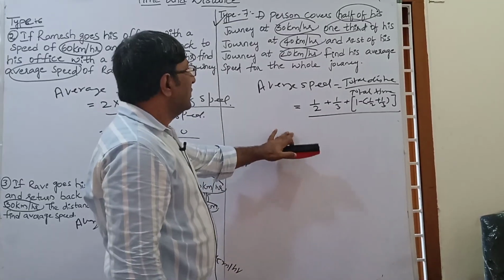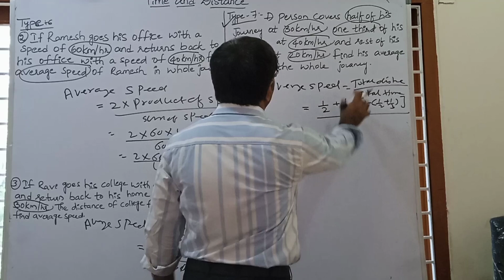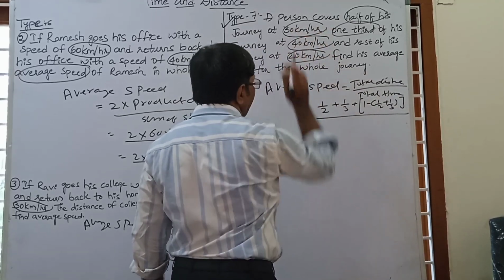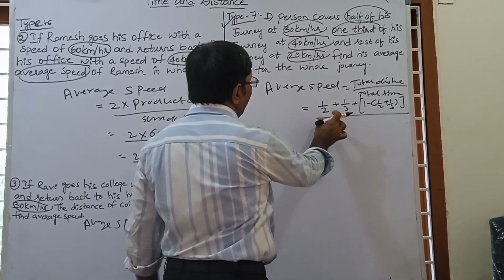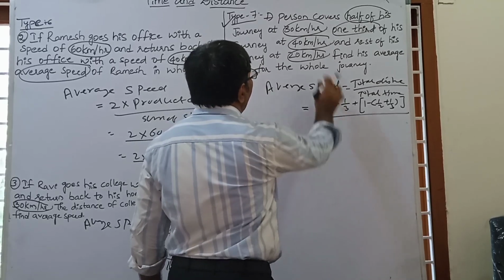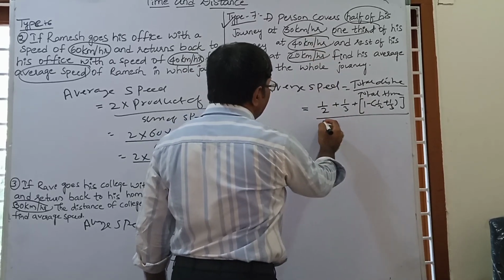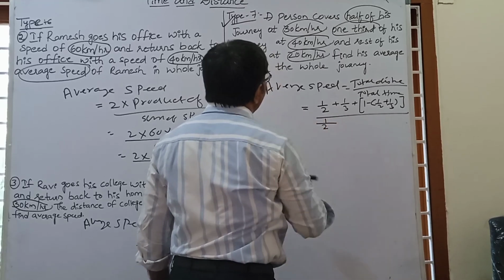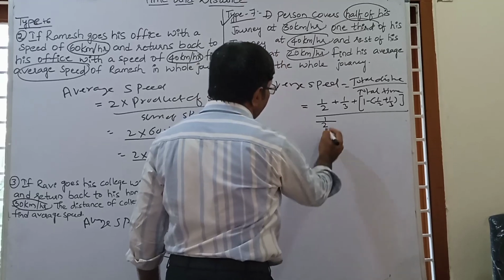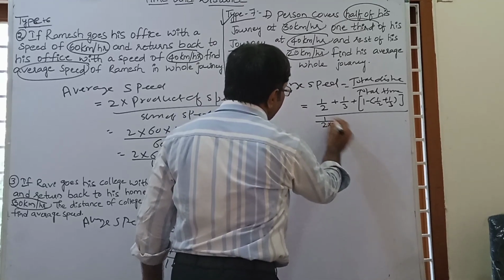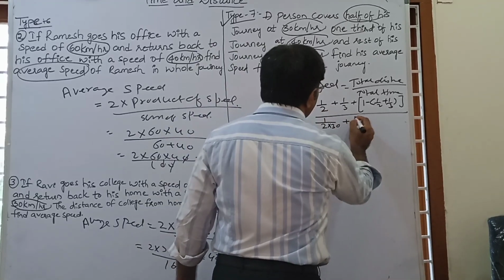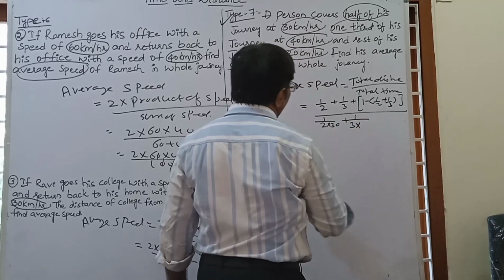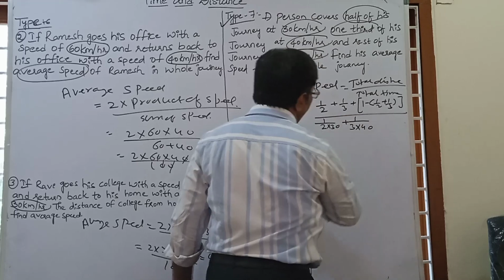Now total time. Speed is different for every part of the journey: first speed 30 km, then 40, then 20. So time 1, that is the time taken to cover half of the journey. Time is distance upon speed. So distance is 1 by 2 divided by speed 30, so this is 2 into 30. Again in the same way, distance is 1 by 3 and speed is given 40 km, so this is 3 into 40.